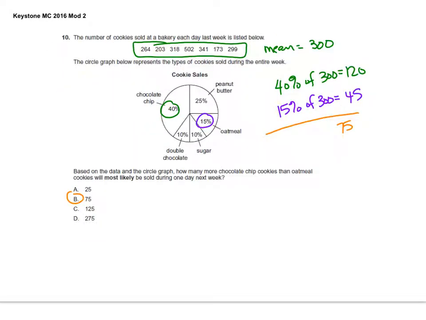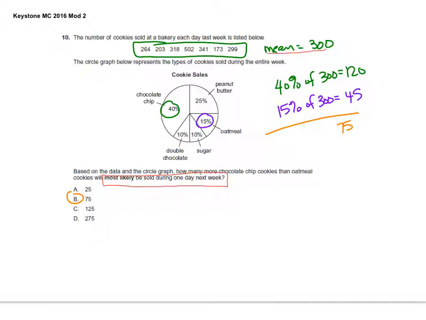A pie chart. So we have information here about the number of cookies sold at the bakery each day, and I went through and averaged those. After I read the rest of the problem, we're talking about how many more chocolate chip cookies than oatmeal cookies will most likely be sold during one day next week. So I took the mean of those 7 numbers to get a rough idea of what happens in a daily type of effect. And you can see I got a mean of exactly 300.